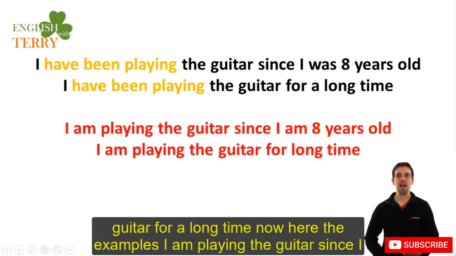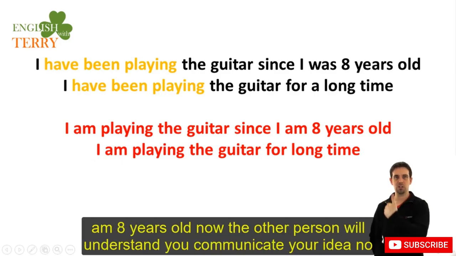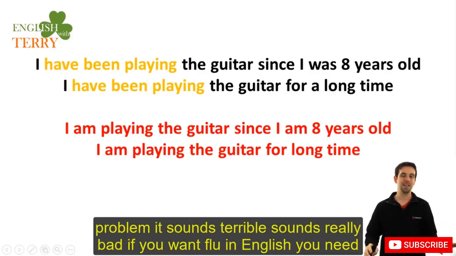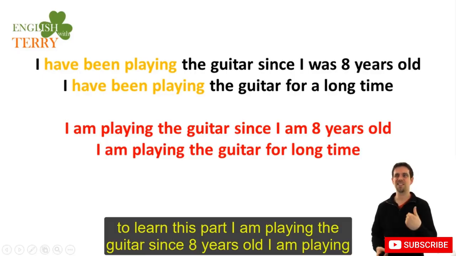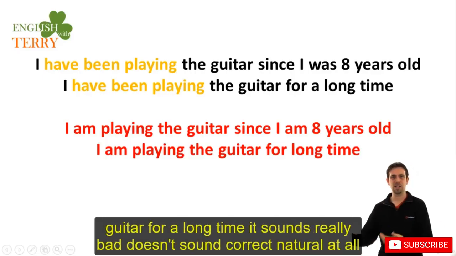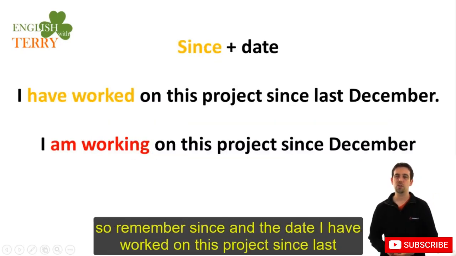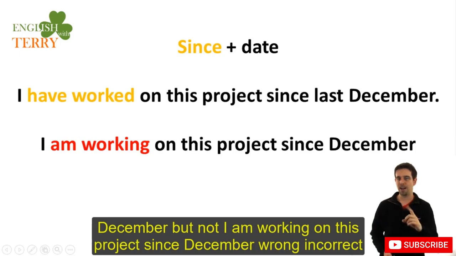Now, here are the examples. I am playing the guitar since I am 8 years old. Now, the other person will understand. You communicate your idea, no problem. It sounds terrible. Sounds really bad. If you want fluent English, you need to learn this part. I am playing the guitar since 8 years old. I am playing the guitar for a long time. It sounds really, really bad. It doesn't sound correct and natural at all. So remember, since and the date. I have worked on this project since last December, but not I am working on this project since last December.